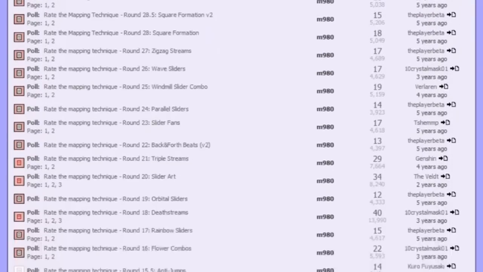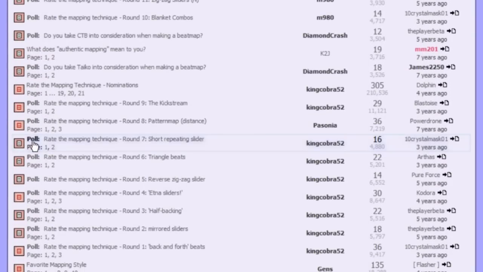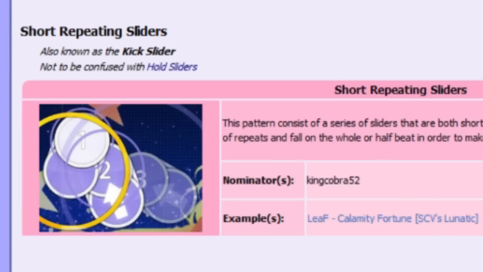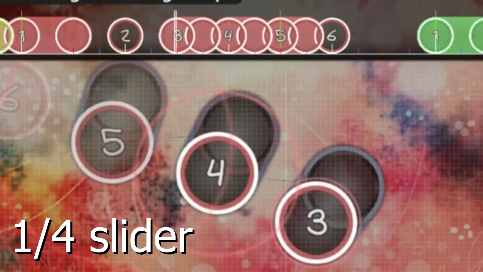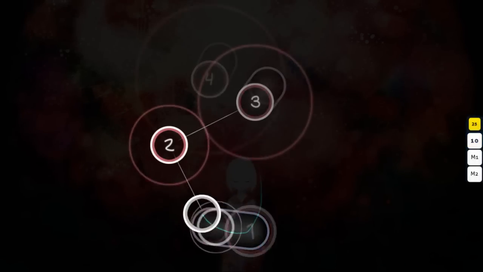While it may be old, the Osu website does have some information that could be useful here. According to this article, we can see kicksliders originally referred to short repeating sliders, not common 1/4 sliders. Well, okay, looks like that was settled then.